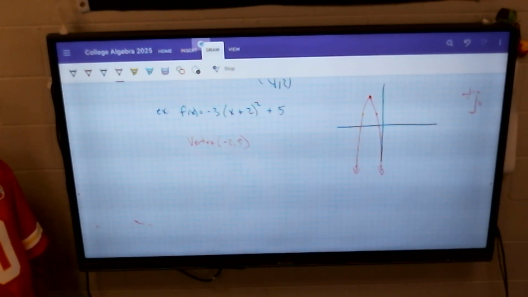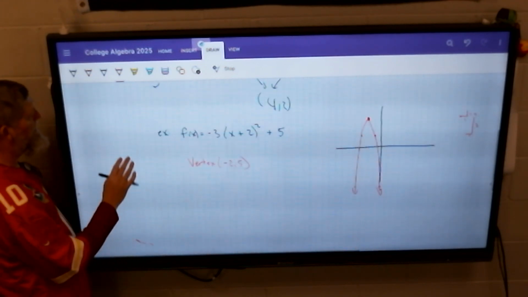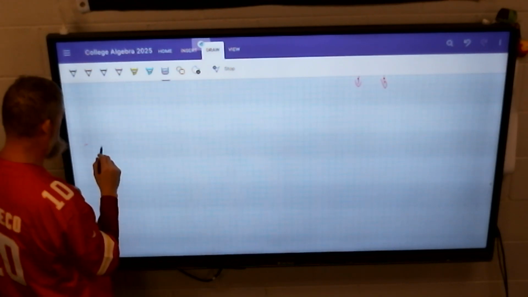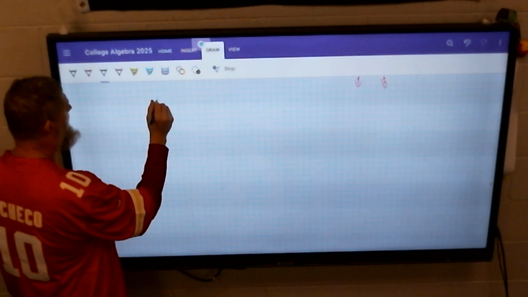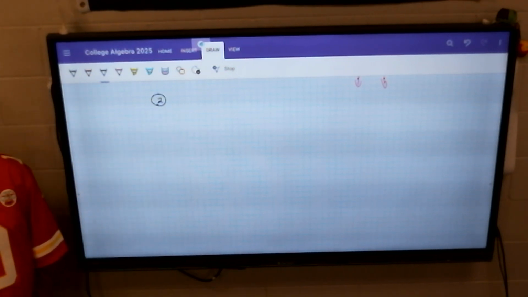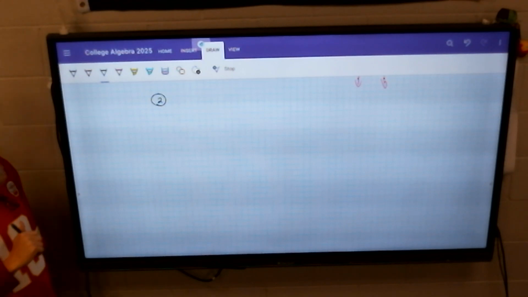Move on. So the first form was vertex form, right? All right, number 2. Now we said the first form is good for what? Axis of symmetry and graphing, because you can find the axis of symmetry and the vertex, so it's easy to graph. The second form is what we call standard.